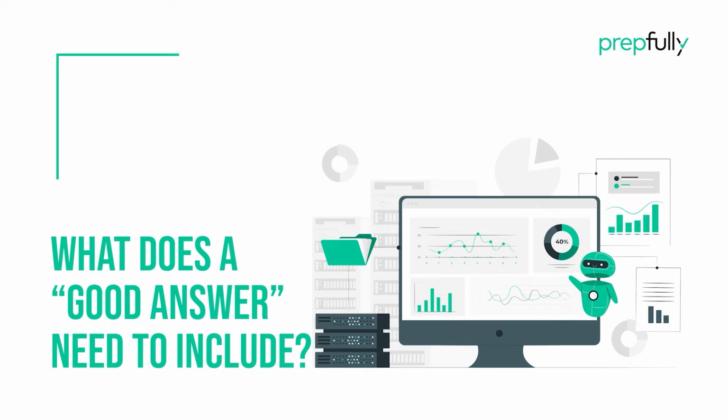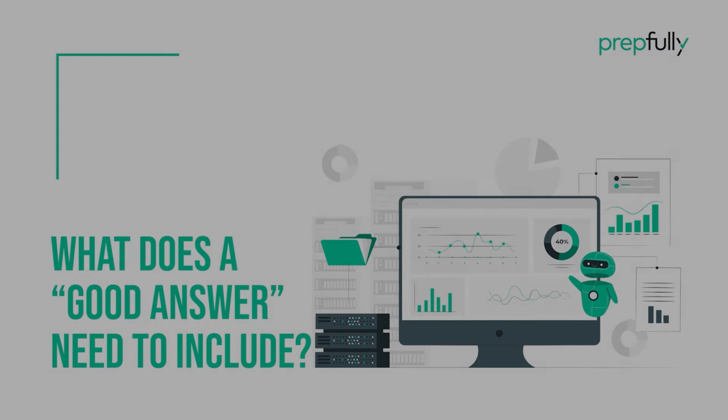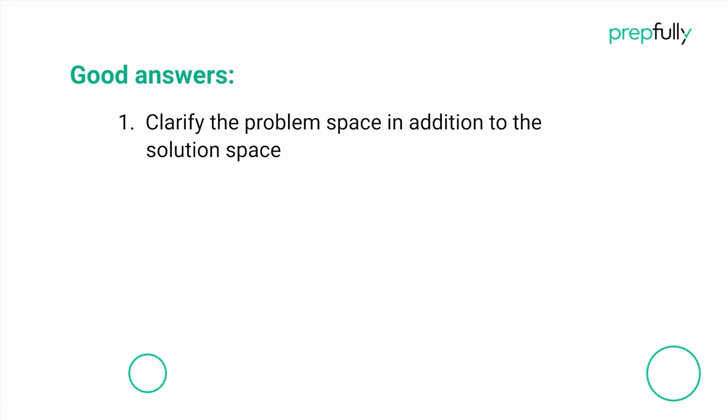Now, I'll cover a few non-exhaustive things to keep in mind that will help to improve your answer. First of all, make sure to clarify the problem space in addition to the solution space, right? A lot of times people jump straight into solution mode, especially when they're a little bit nervous and anxious, but make sure to really clarify what is the issue at play? What are we trying to accomplish? What's the overarching objective? And then move more into the solution space in a more informed way.